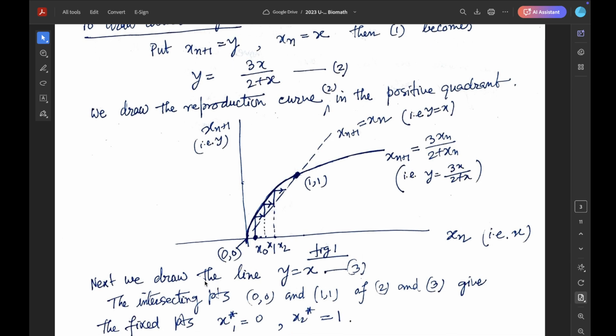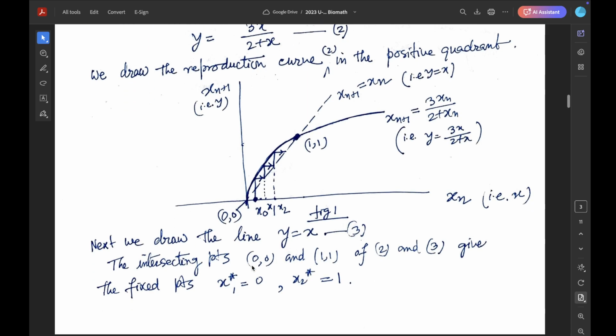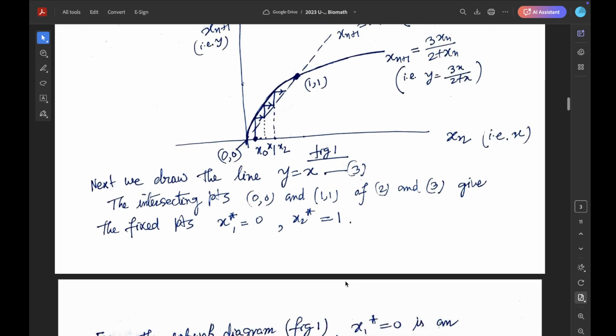Next we draw the line y = x. The intersecting points are (0, 0) and (1, 1). So we get the two steady states: x1* = 0, here x = 0, y = 0, and from this point x2* = 1. So the intersecting points give the two steady states, x1* = 0 and x2* = 1.